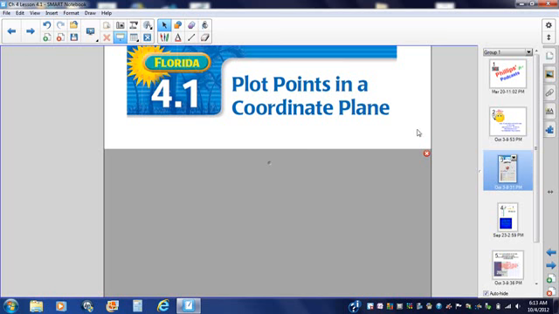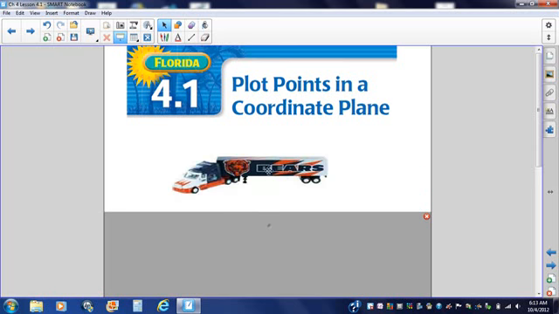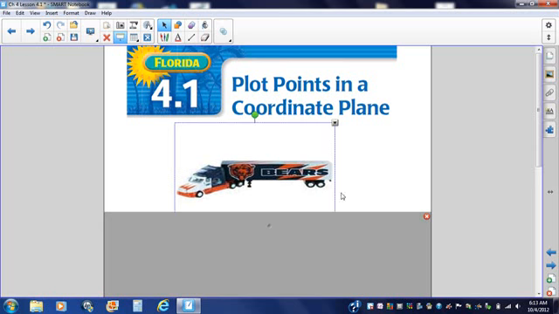Alright guys, if you would grab your notes/homework spiral, we are going to start lesson 4.1 because we are just trucking right along. This is going to be chapter 4, lesson 1, 4.1. We're going to talk about plotting points in the coordinate plane.